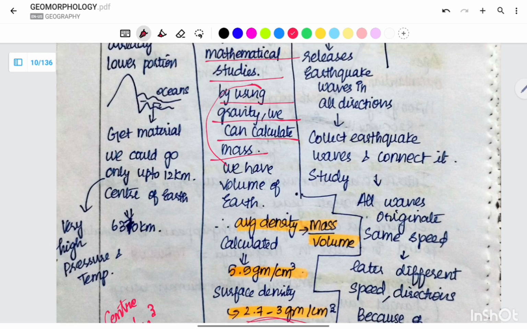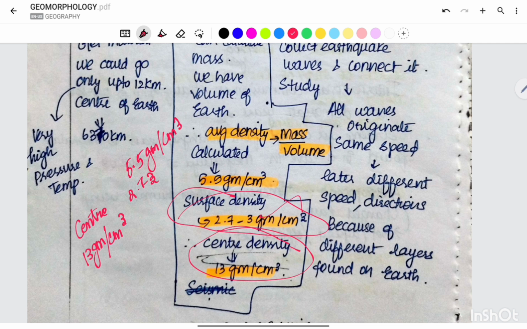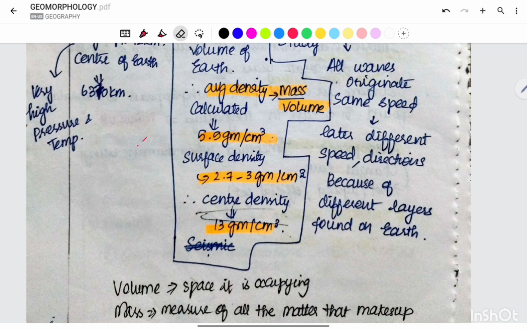By using gravity, we can calculate the mass, and we already have the volume of the earth. So we calculate the average density as 5.5 gram per centimeter cube, the surface density as 2.723, and the density at the center is 13 gram per centimeter cube.